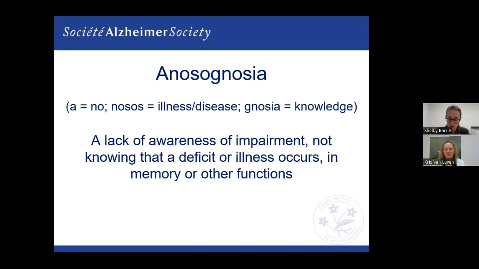So a person with anosognosia has no knowledge of their illness, and we commonly refer to this in more plain terms as they have a loss of awareness or insight into their own illness. So the person with dementia, sometimes we say they don't know that they don't know, or they often forget that they forget. You may have heard those phrases used before as well.